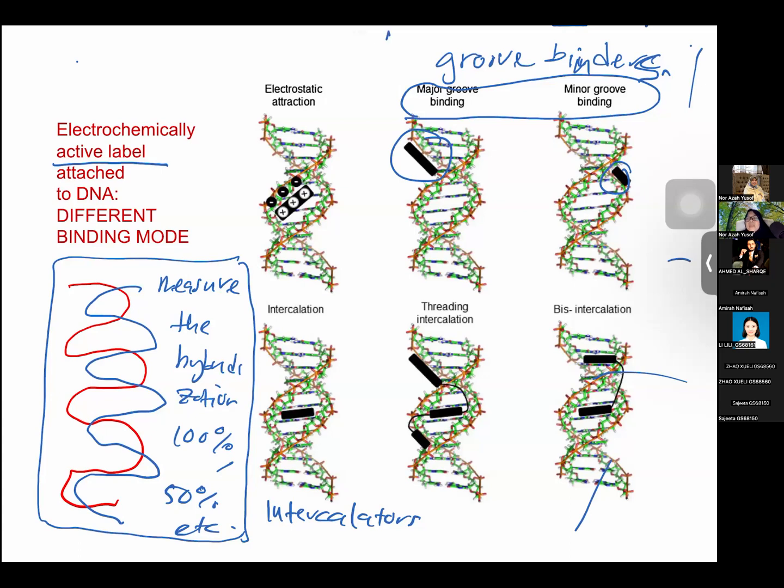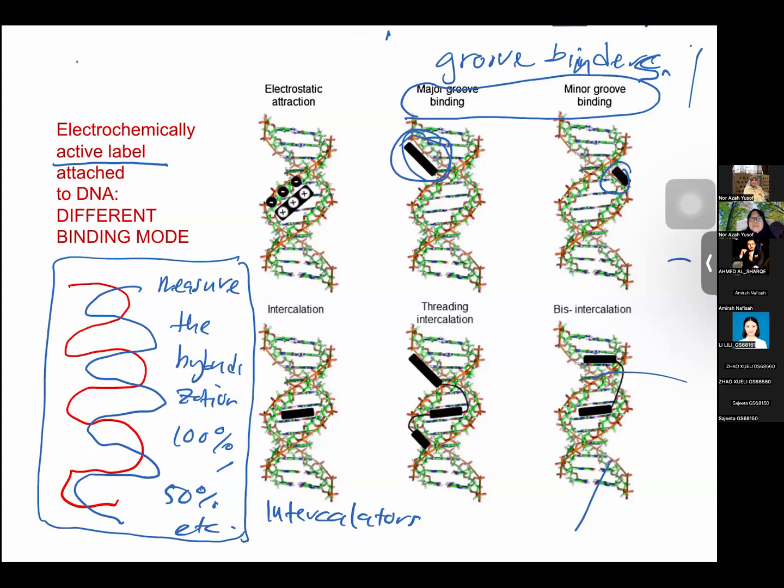Okay, it's okay. Now, we're talking about groove binders. If we look at the structure of the DNA, here, this is what we call the groove. So we can have this indicator in the form of groove binders. So when the DNA hybridized, and then we expose the whole thing to the groove binders, if there is a good match, the binders will bind themselves to the groove.